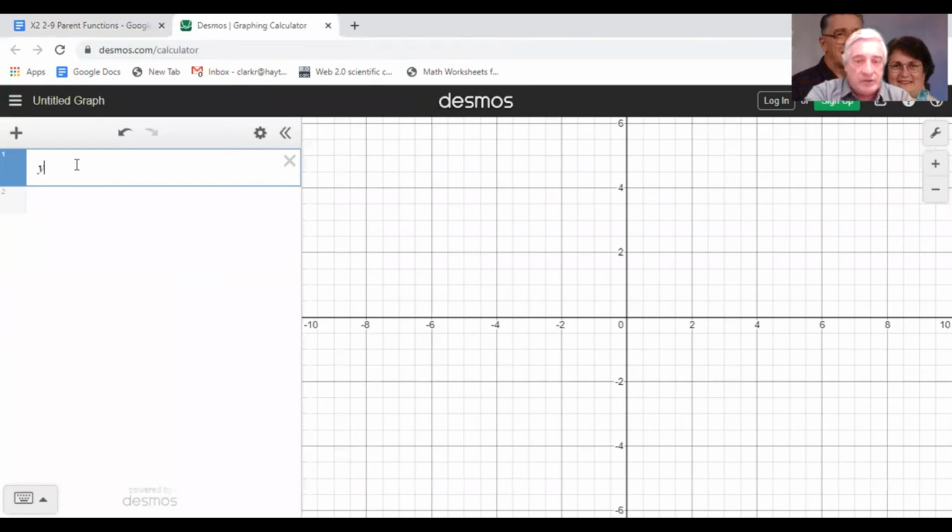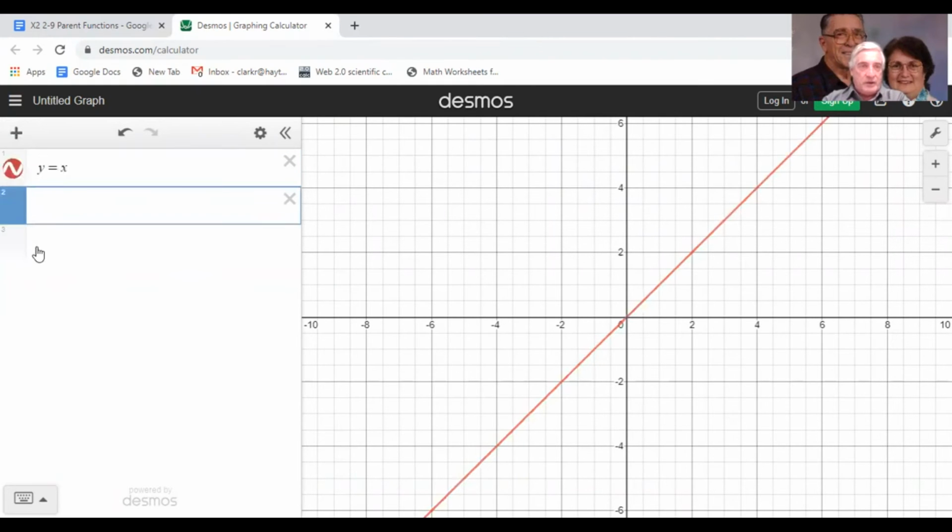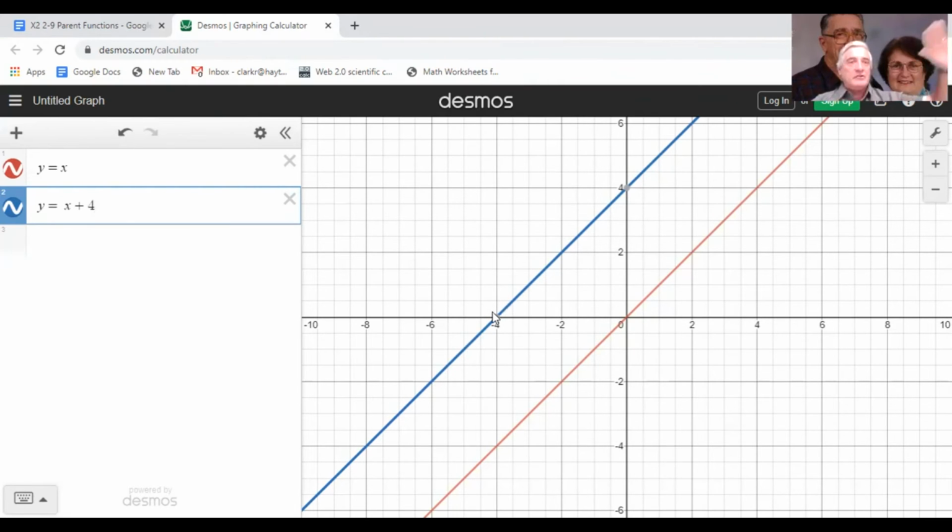Y equals x. This is the easiest graphing calculator around. Y equals x, I just put it in, and there's my red line. I hit the plus sign for another expression, another function, and I get y equals x plus 4. That's the blue line. Does the parent function and the child function look alike? It's the same line. All we did was move it 4 spaces to the left.